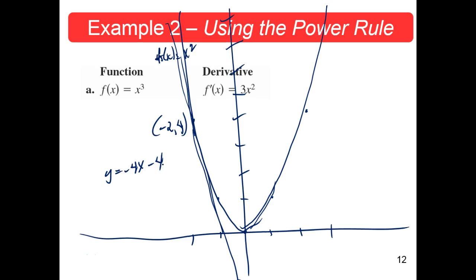Slope negative 4 at that point, and the y-intercept looks like it'd be negative 4 at that point too. My picture isn't pretty enough to tell you that, but that's what it would be. See how that works? All right, good deal.